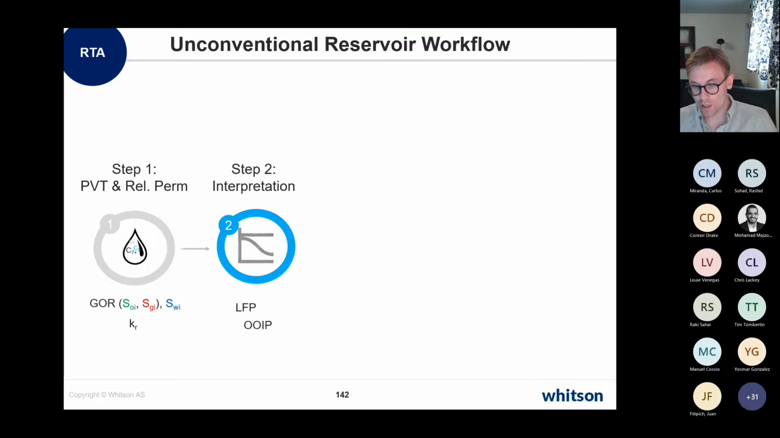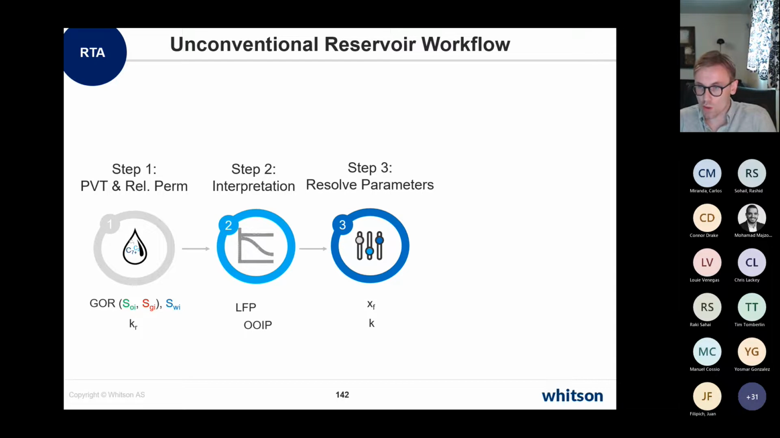Then you do your interpretation to pick an LFP and oil in place. And then if you would like to, you can assume your H, your number of fractures, etc., to resolve some of the physical parameters. That's the K and XF, for instance. And this is what is called the numerical RTA workflow.